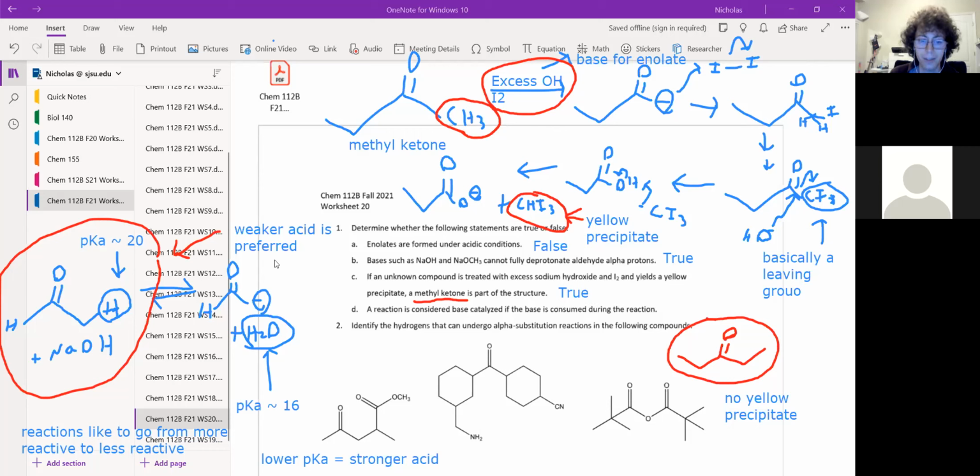Okay, last question is D. A reaction is considered base catalyzed if the base is consumed during the reaction.